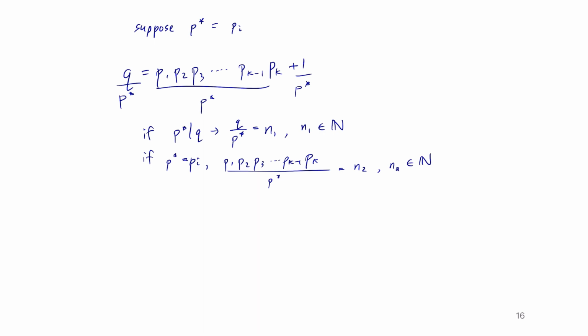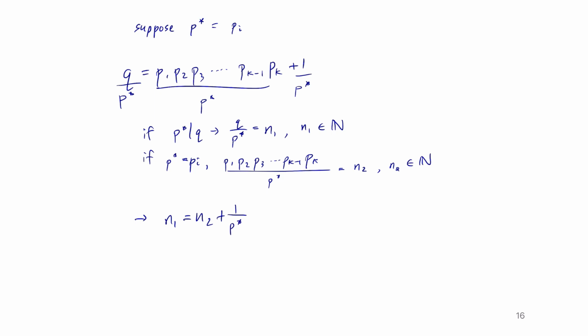So suppose P star was equal to P3, the P3s would just cancel out and the result would still be an integer. Pretend P star was equal to P100, and the P100 in the numerator and denominator would cancel out, that thing's an integer. Okay? And so what this gives me is N1 is equal to N2 plus 1 over P star.